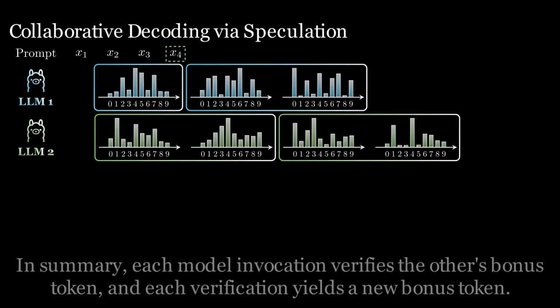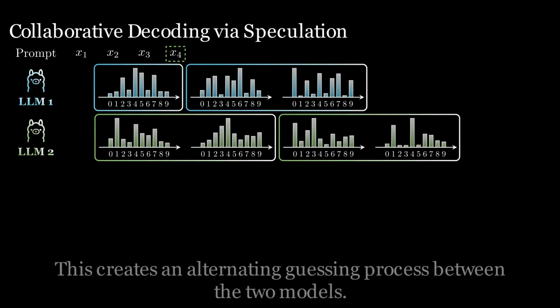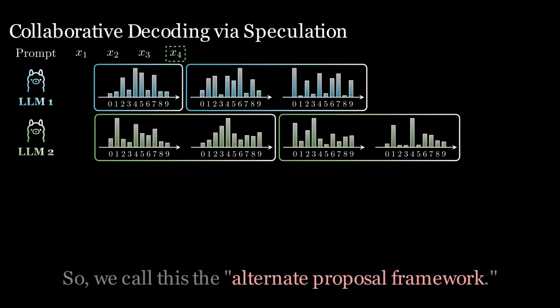In summary, each model invocation verifies the other's bonus token, and each verification yields a new bonus token. This creates an alternating guessing process between the 2 models. So we call this the alternate proposal framework.